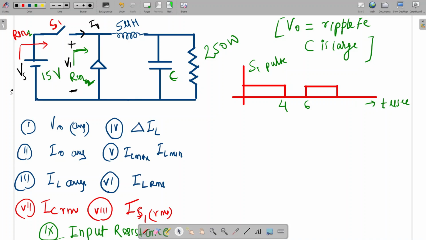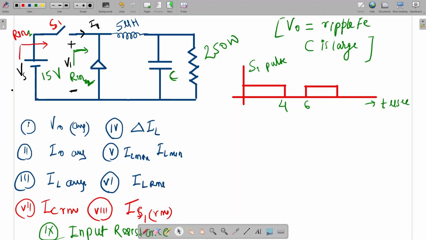So here I have taken a buck converter. All the data are given here. The input voltage is 15 volt, and the output resistance is given. The power of the resistance is given as 250. Load power is 250.